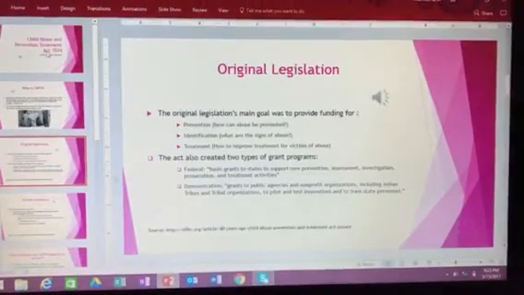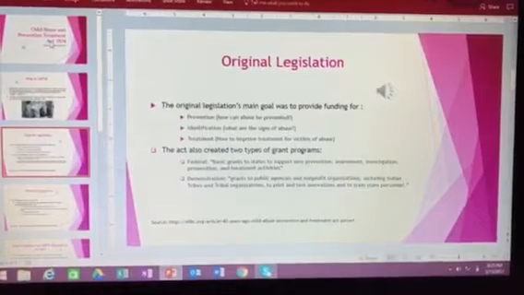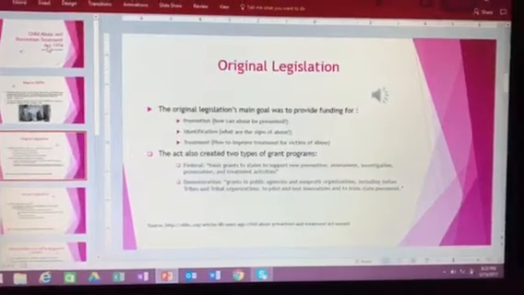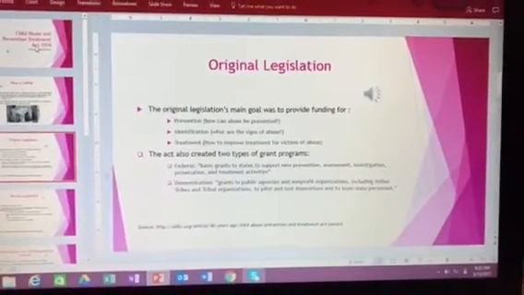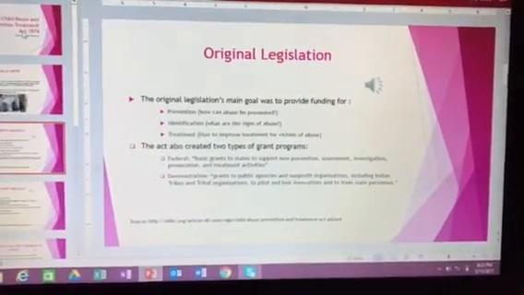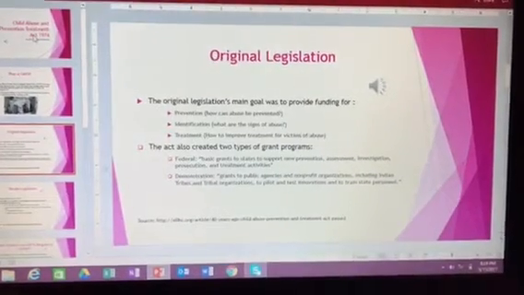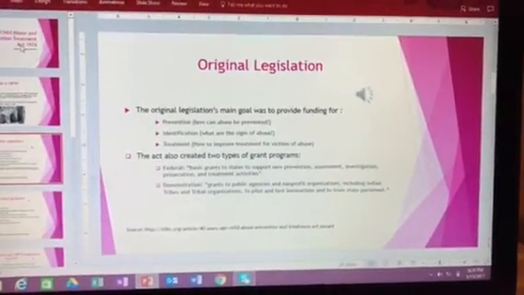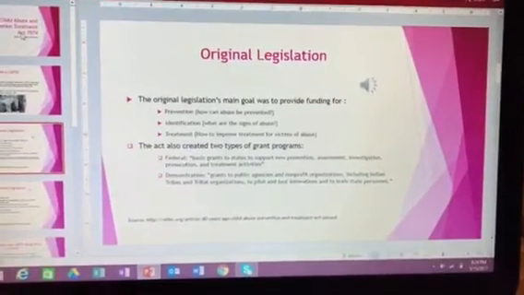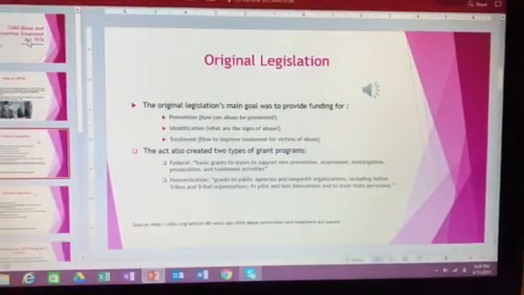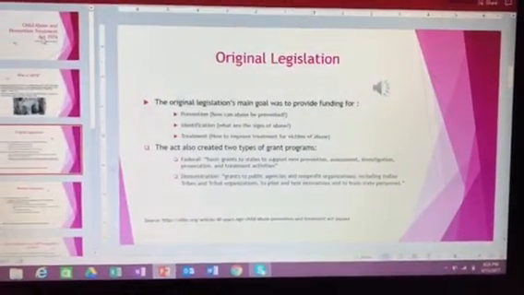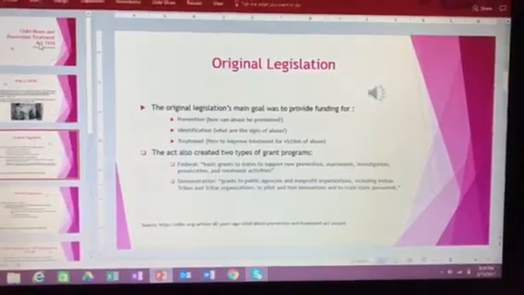The original legislation. The main goals were prevention, how can abuse be prevented, identification, what are the signs of abuse, and the treatment, on how to improve treatment for victims. The act also created two types of grant programs. It created the federal, which is the basic grants to states to support new prevention, assessment, investigation, prosecution, and treatment activities, and the demonstration, which is grants to public agencies and nonprofit organizations, including the Indian tribes and tribal organizations, to pilot and test innovation and to train state personnel.